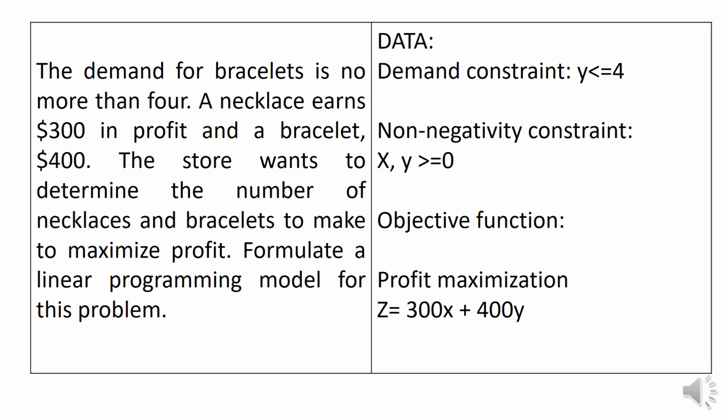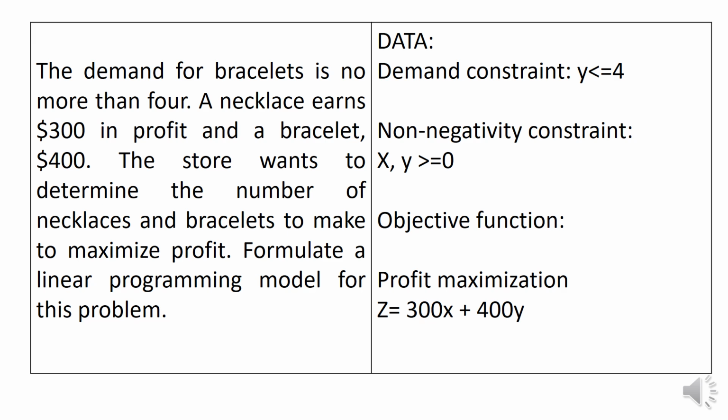The demand for bracelets is no more than 4. Okay, the demand constraint is given, it is no more than 4. It can be less than 4, but no more than 4. A necklace earns 300 in profit and a bracelet $400. So we must get to know the profit maximization function. So z must be equal to 300x plus 400y, where x is for the necklace and y is for the bracelet. So this is the profit function.